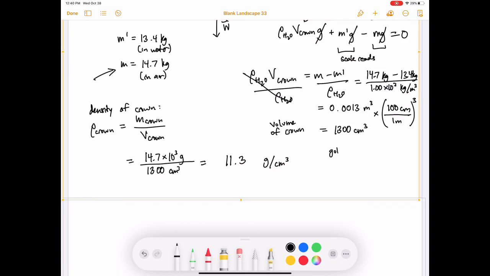But gold has a density of about 19 grams per cubic centimeter. So this is way off, right? There's no way this is pure gold. It has a completely wrong density. So the answer is this is not pure gold, which means whoever made the crown is probably going to get his head chopped off for this.